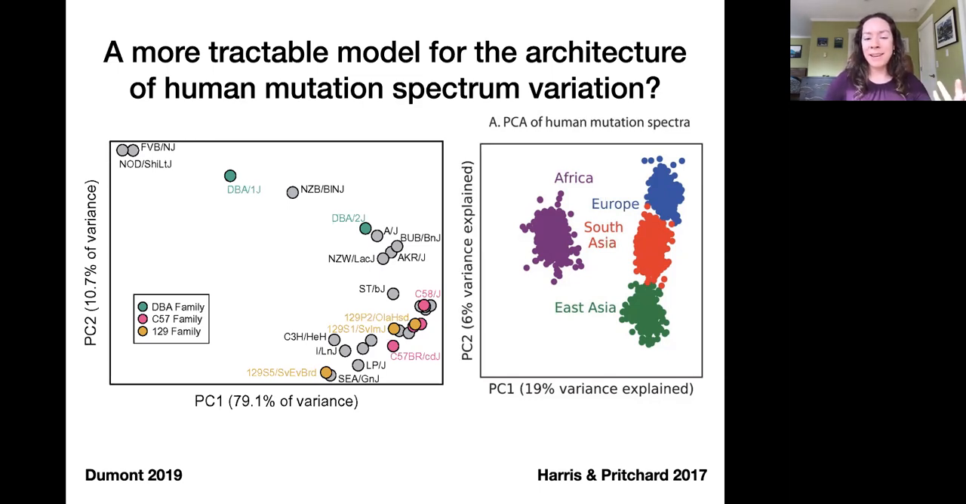And what Beth saw in the mice was something reminiscent of this, a couple of principal components of significant mutation spectrum variation among the mouse strains, including in green, the DBA family having different mutation spectra from the C57 family in pink.